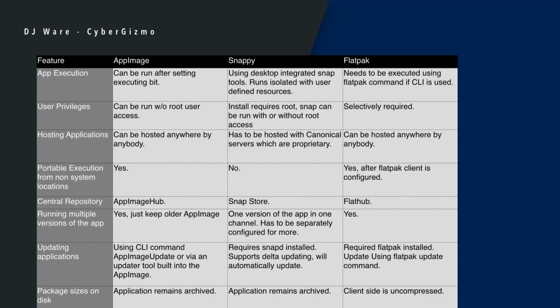Running multiple versions of the app, yeah, you can do that with AppImages. You just keep the older versions of the AppImage. Now, if you do AppImage update, then it's going to clobber your old version with the new. So you might want to copy it off somewhere before you do that. As far as Snappy is concerned, you have one version of the app, and once you do an update, you're done. You can roll back to an older version, but you can't run multiple versions simultaneously. It's either you run the current version or you roll back to the old version.